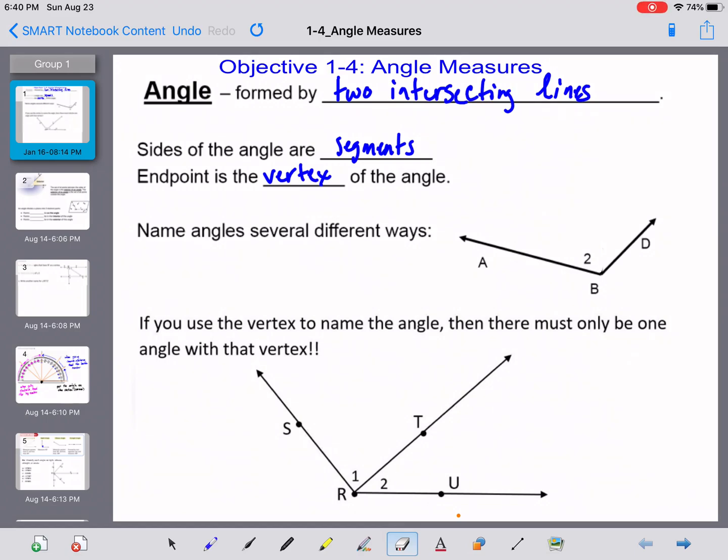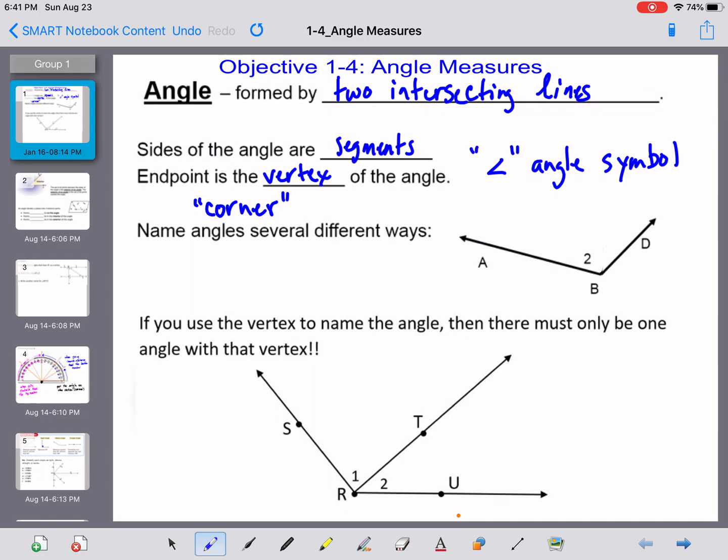All right, objective 1-4, angle measures. An angle is formed by two intersecting lines. The sides of the angle are segments. The endpoint is the vertex of the angle. You can think about the vertex as being the corner. When you see this little less than symbol, it's kind of what it looks like, that means angle symbol. So anytime you see that symbol with some letters after it, we're talking about an angle.